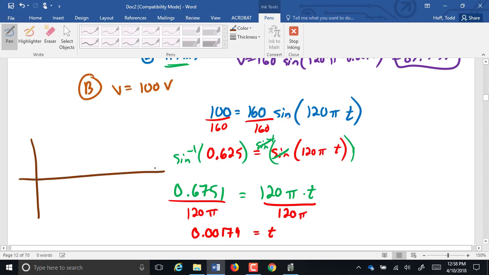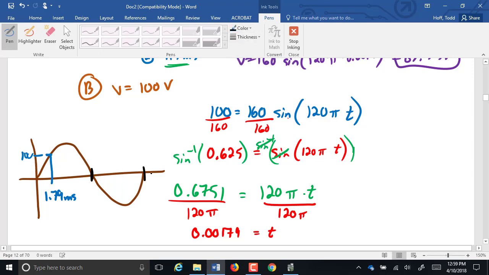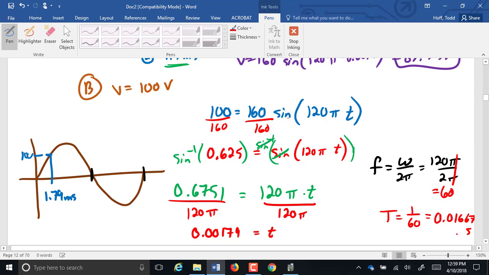So that's telling us it reaches 100 volts here at 1.79 milliseconds. We need to know this time right here. We know the period of this. So the frequency is going to be omega divided by 2 pi. So that's going to be the 120 pi divided by 2 pi. The pi's cancel out. 120 divided by 2 is 60. So the period is 1 over the frequency, which is 0.01667, right? Seconds.